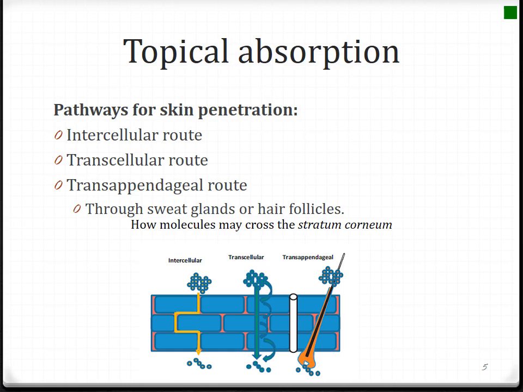There are three pathways for molecules to penetrate the skin. In the intercellular route, molecules pass through the spaces between the dead cells. This is the predominant route. In the transcellular route, molecules directly pass through the dead cells. This is the path of greatest resistance as the molecules need to penetrate the cell membranes and cell contents of the dead skin cells. In the transappendageal route, molecules pass through sweat glands or hair follicles. Since sweat glands and hair follicles occupy only 0.1% of the total human skin surface, the contribution of this route is considered to be small, although it is still important.